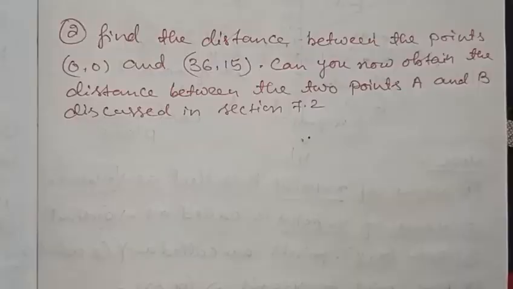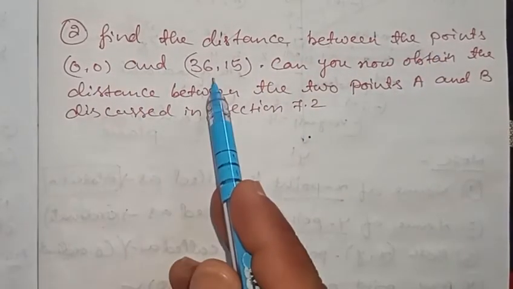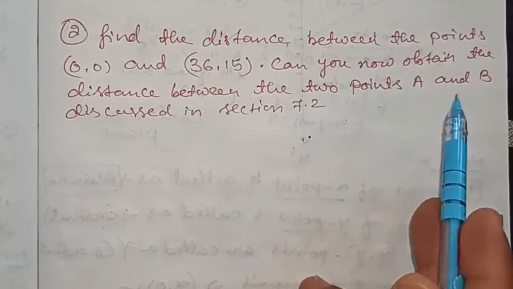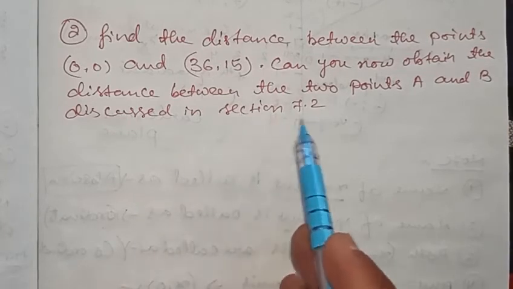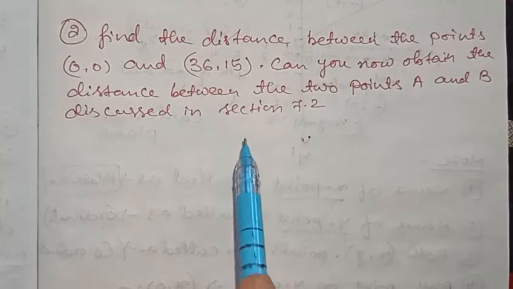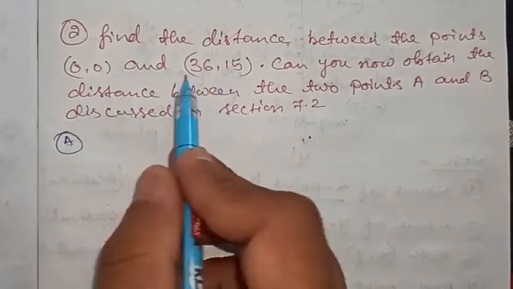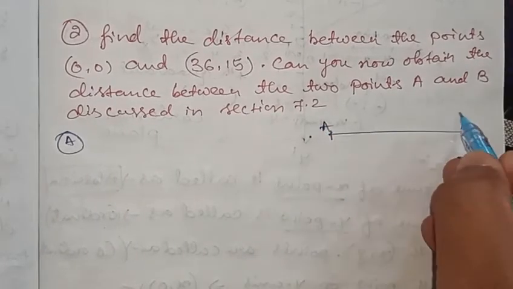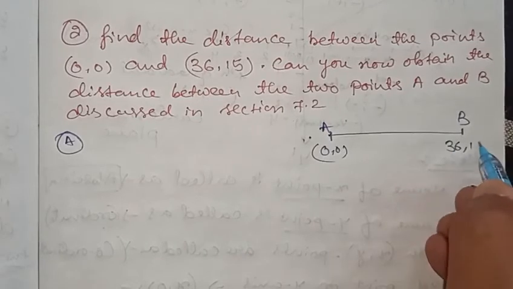Okay, next, now question number 2. In question number 2 it is given, find the distance between the points this and this. Can you now obtain the distance between the 2 points A and B discussed in section 7.2? Section 7.2 is given in the first page of exercise 7. So first of all we will find out the distance between these two. I will name them A and B. A is 0 comma 0, B is 36 comma 15.